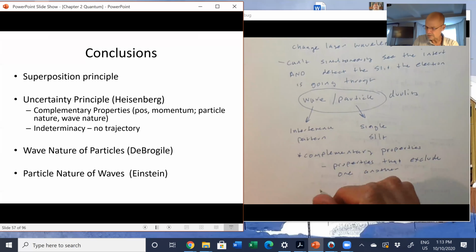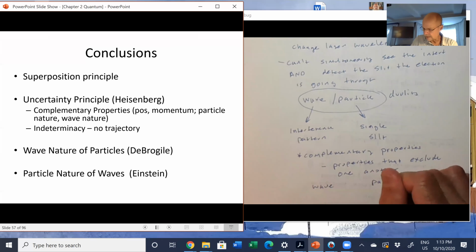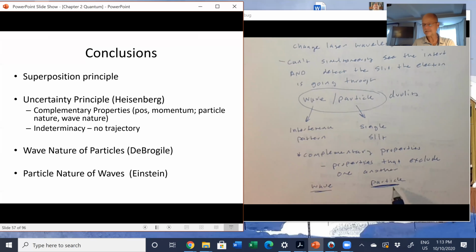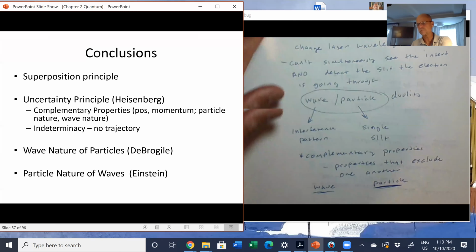And that would correspond to the wave and particle nature of the electron. These are complementary. When we're seeing the wave nature, we're seeing the interference pattern. When we're detecting which hole it goes through, we're seeing the particle nature, right? But we can't see both at the same time, no matter what experiment we try to do, right? These two natures exclude one another.